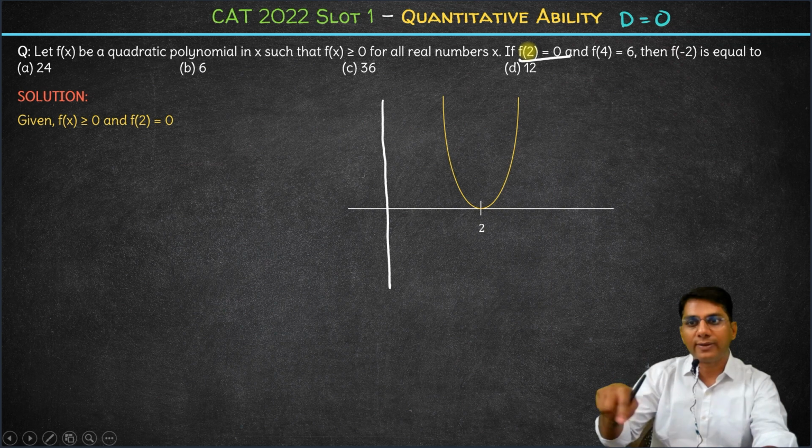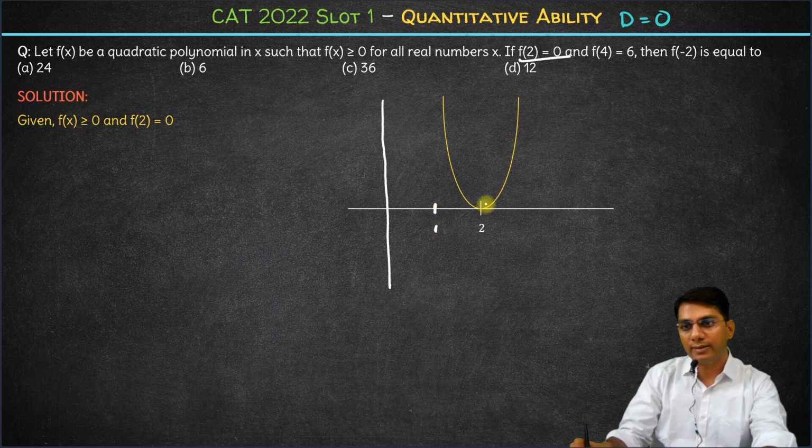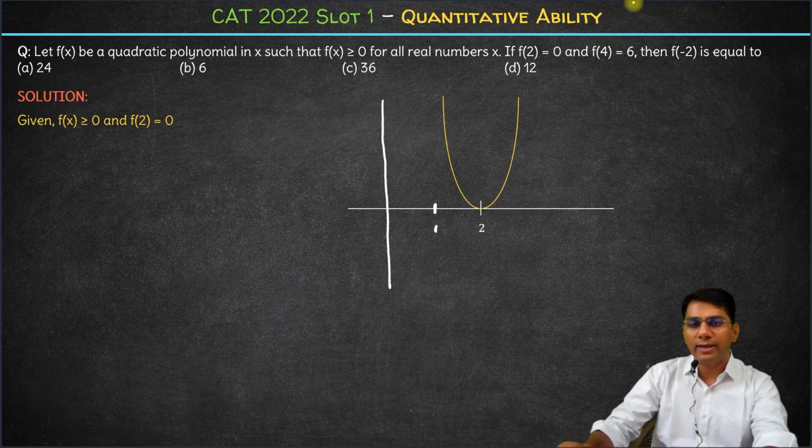That means the graph cuts the x-axis or touches the x-axis at x equals 2. This is x1, this is x2. So if we have a graph like this, it means the discriminant of this quadratic should be equal to 0. But in any case, we don't need the discriminant here.